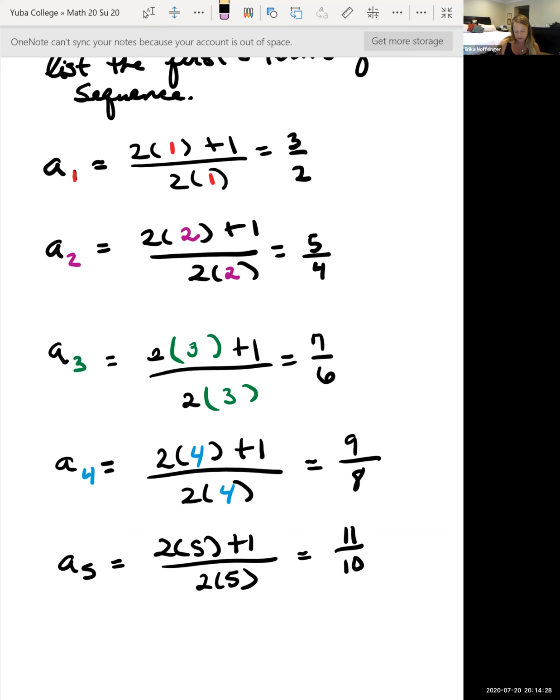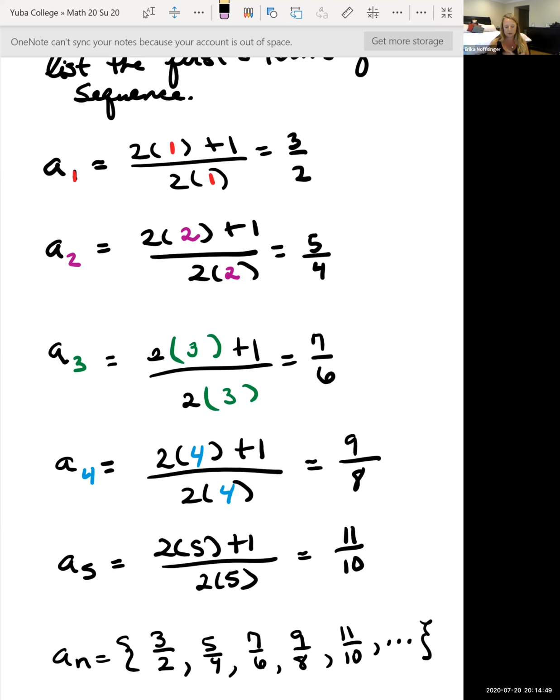So our sequence, if I started to list out my first 5 terms, I have 3 halves, 5 fourths, 7 sixths, 9 eighths, 11 tenths, and so on. So it goes on in this sequence forever in this form.